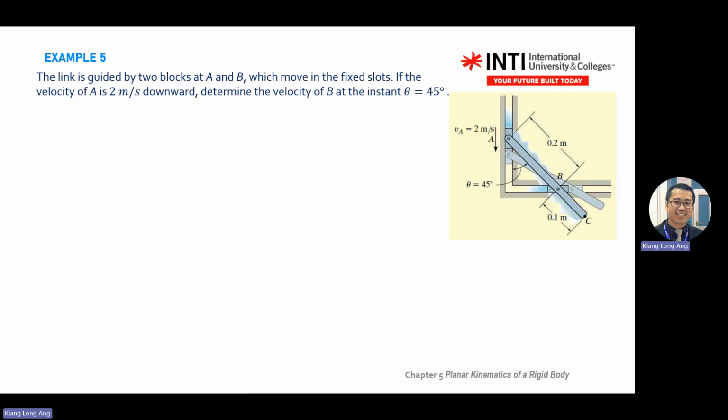Okay, we continue to discuss the planar kinematics of two bodies. Okay. So let's say we have this scenario. You look at example 5.